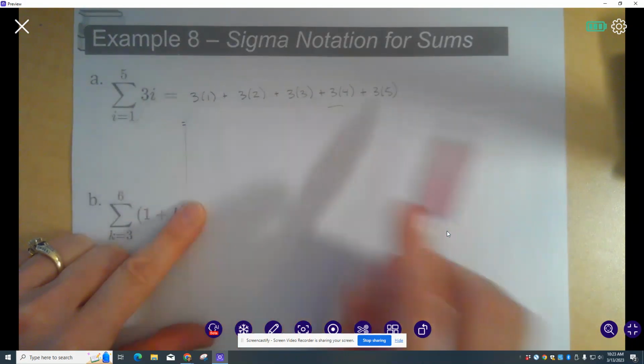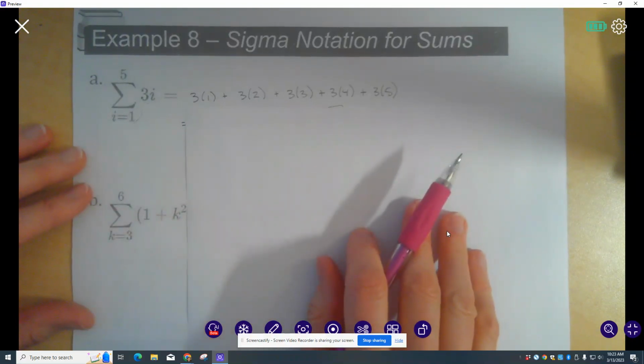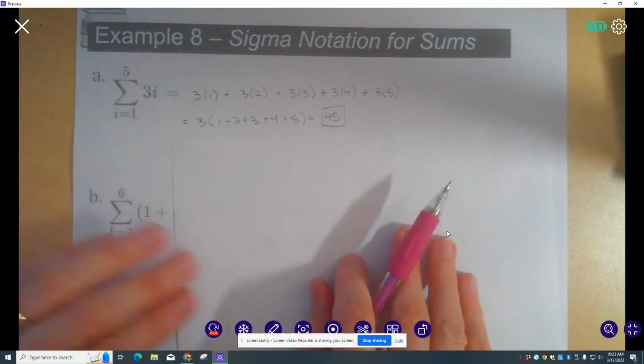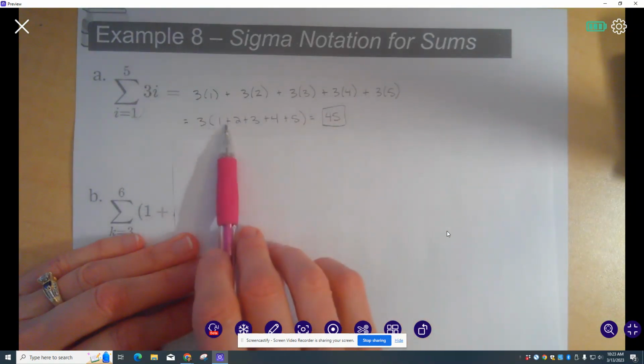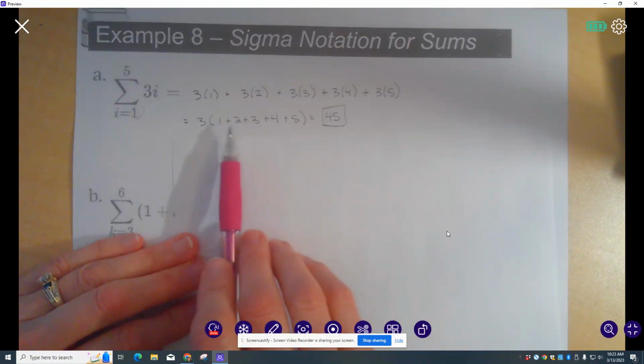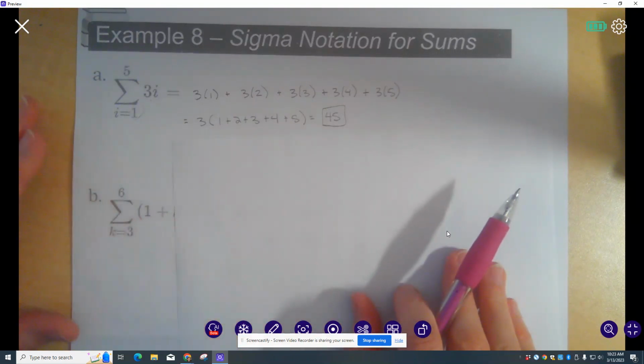Remember, pause the video and copy this in your notes. You do want all the details in your notes. And then you can simplify that. If you notice, 3 is a common factor, so I could factor out the 3, and then I'm just adding 1, 2, 3, 4, 5, and I get 45.